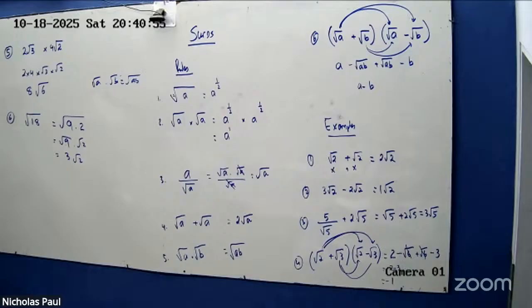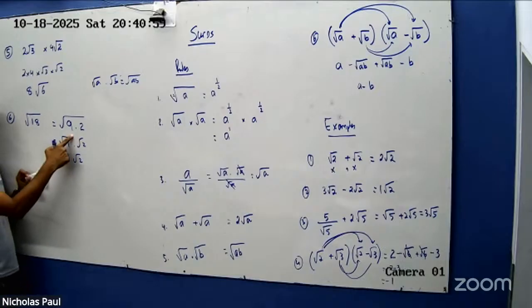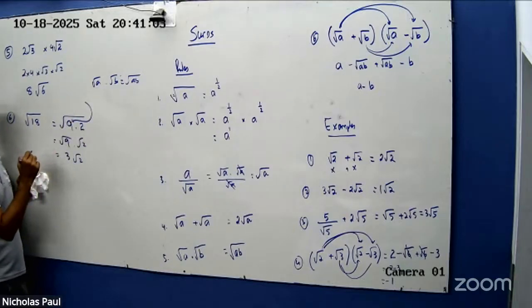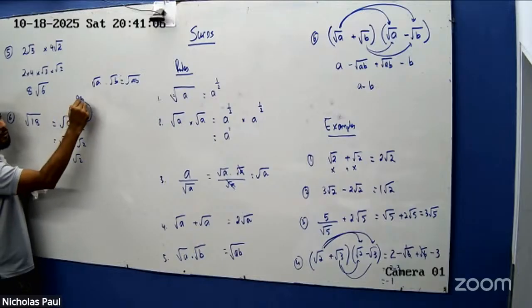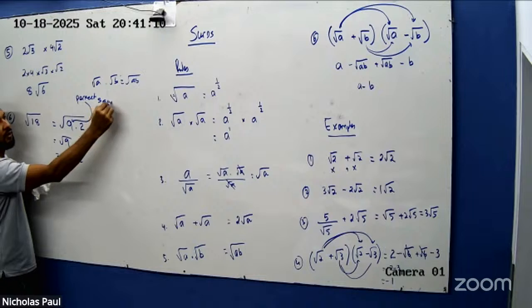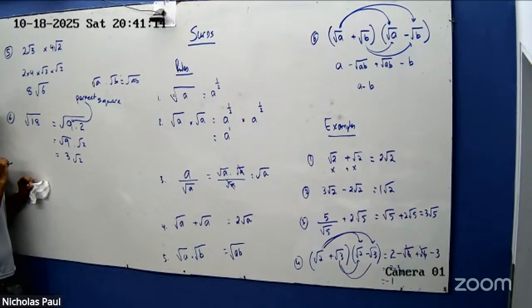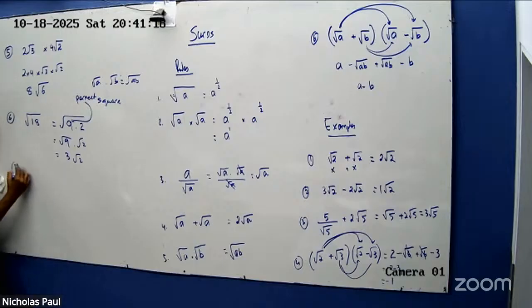That's okay. So what I did here is I simplified this by using the 9 again, the perfect square. So in order for you to simplify numbers like this, you have to look for the perfect square. That's okay? Copy it down and just try one for me now.